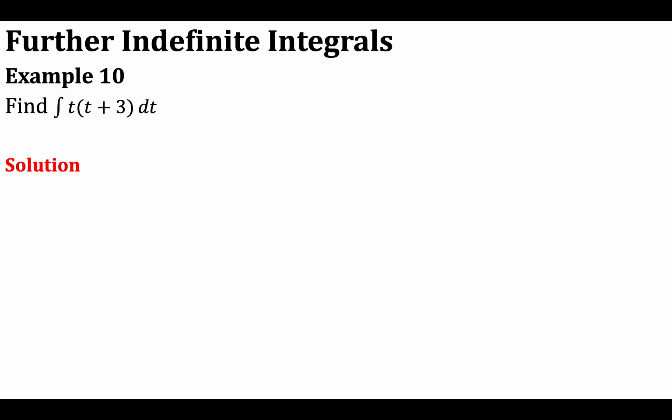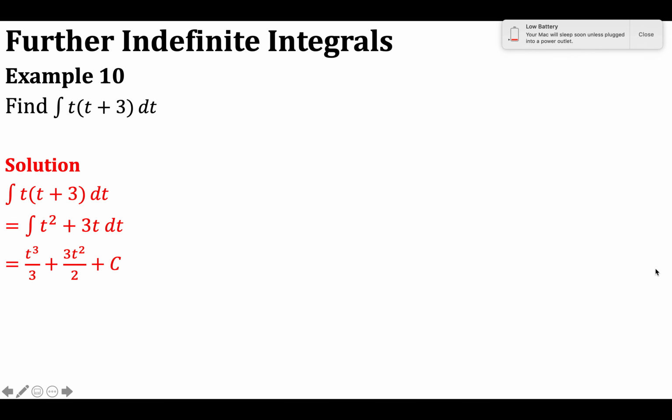Now again, hopefully you'll realise that we can't at the moment integrate something with brackets, so we need to expand these brackets. So what we're looking to integrate is t squared plus 3t with respect to t. Carrying out our integration here, we'll get t cubed over 3 plus 3t squared all over 2 plus our constant of integration, which is our final answer. We can't simplify that any further.